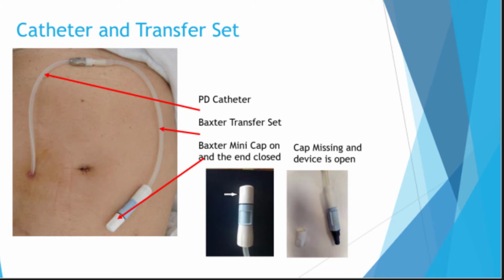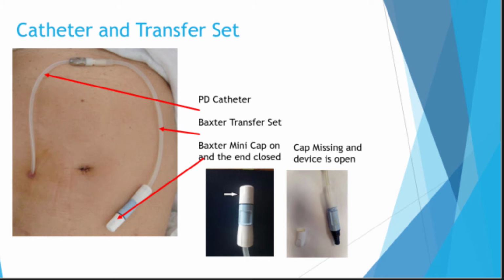Fresenius is another brand with a different type of connector end. The Baxter transfer set is a twist and close type of device. The Fresenius is a simple clamp. Both types must have a cap snugly on the end when not in use and should either be turned closed or clamped. Report any and all episodes of contamination to the dialysis nurse immediately.